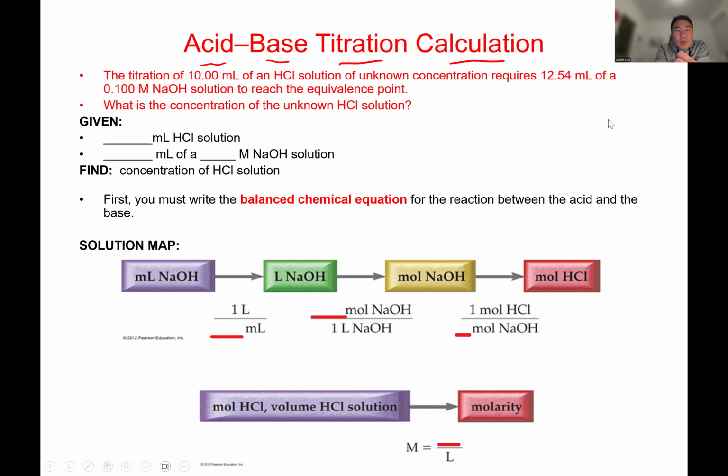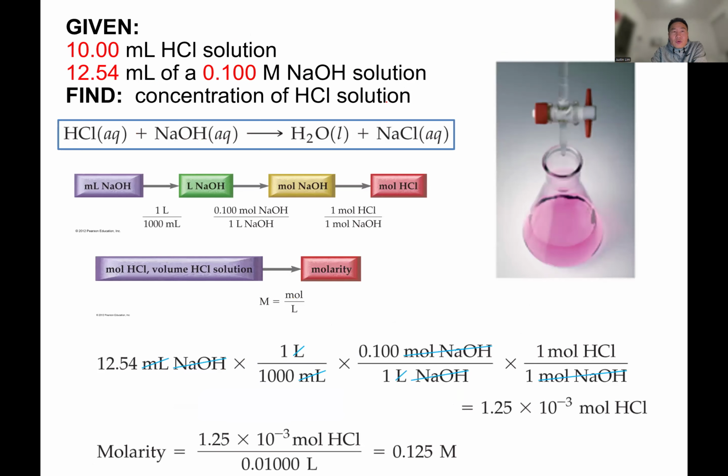Titration of 10.00 milliliters of HCl solution of unknown concentration requires 12.54 milliliters of 0.100 molarity NaOH solution to reach the equivalence point. So let's calculate the concentration of the unknown HCl solution. So first, what are the givens? You can see 10.00 milliliters of HCl solution and 12.54 milliliters of 0.100 molarity NaOH solution.